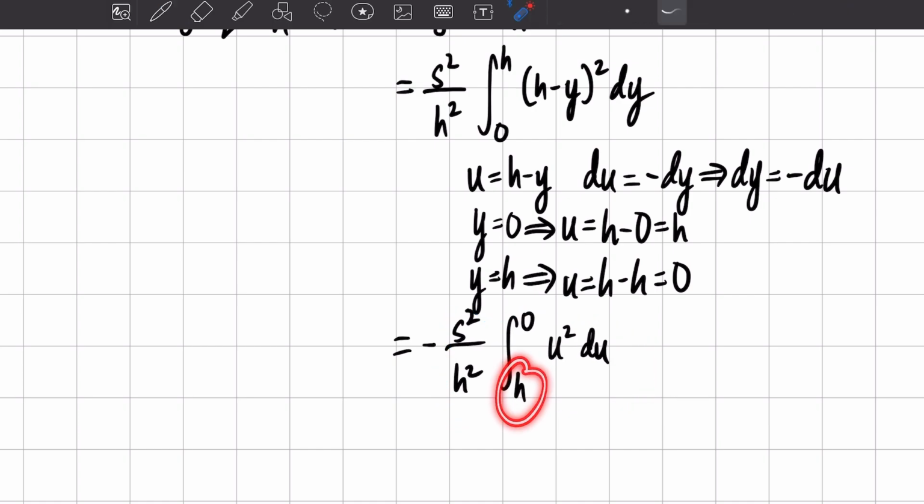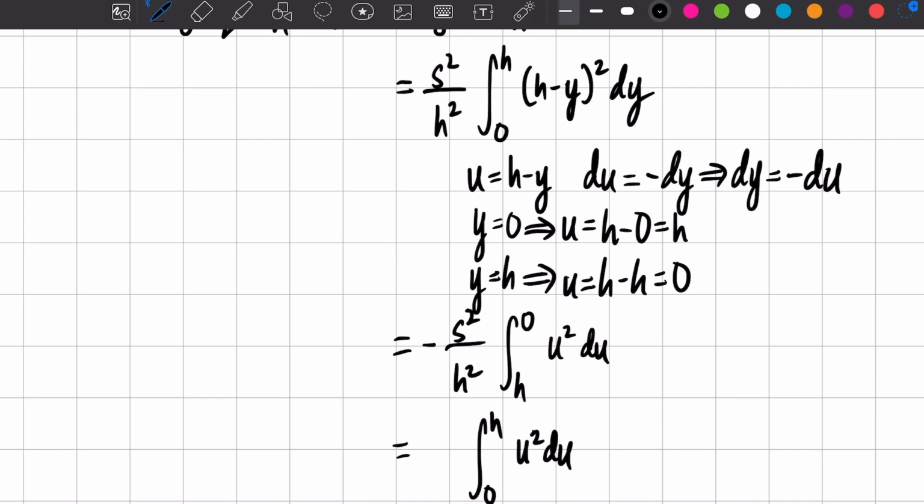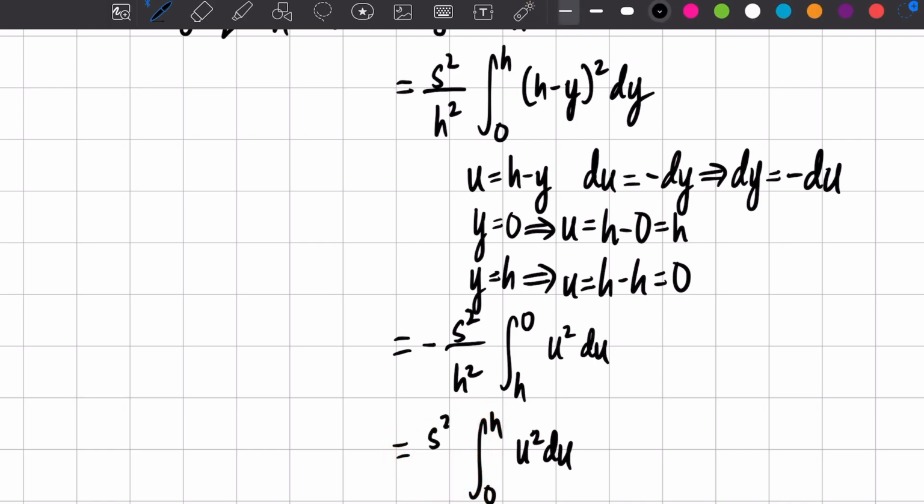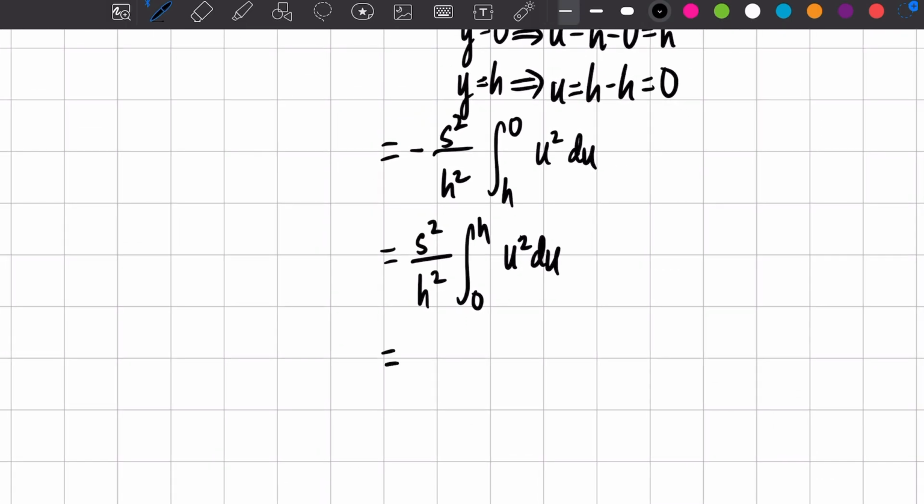But since h is a non-negative value, we have to switch the bounds. But by switching the bounds, you're introducing a new negative sign. So you have here 0 to h of u squared du. Then you have the negative of negative s squared over h squared. So negative times a negative, they just cancel each other out. So this becomes a positive s squared over h squared. Okay? So the integral of u squared is u cubed over 3.